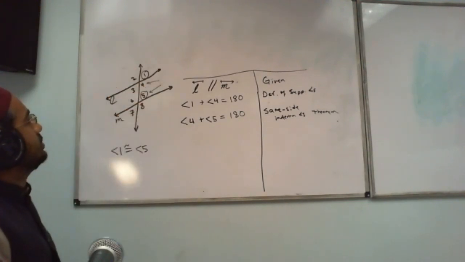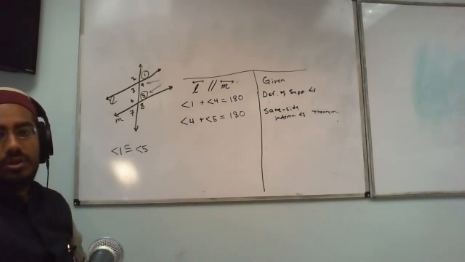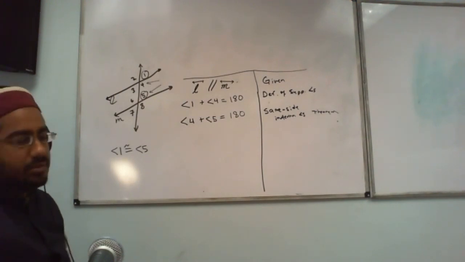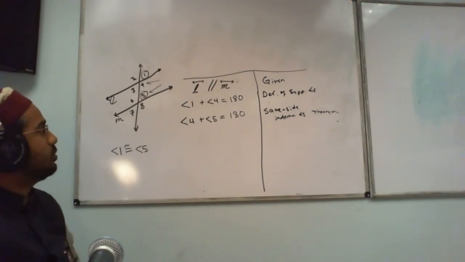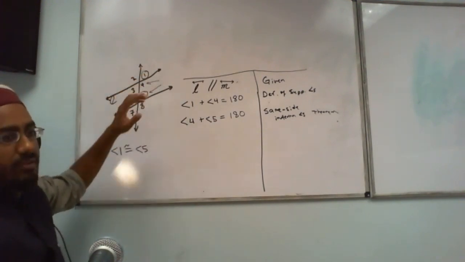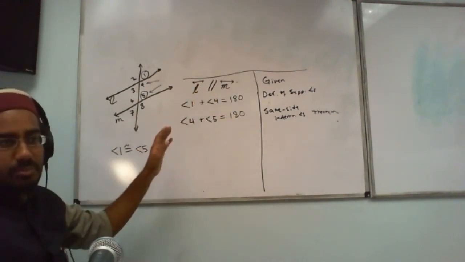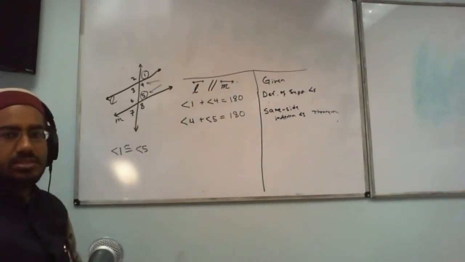All right. What am I going to do next? Can anyone take a look at what I have on the board right now? What can I do next? What am I trying to aim for? I'm trying to aim for angle 1 is equal to angle 5. Remember, we always have to keep our goal in mind. Can anyone predict where we are going? What's the next step?